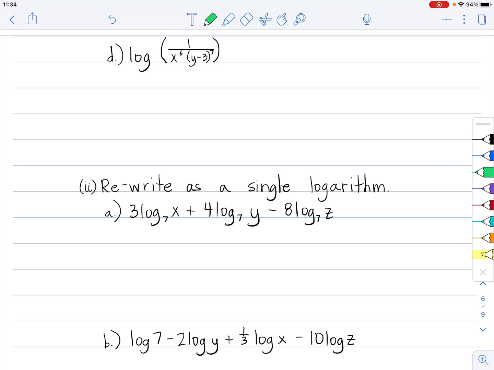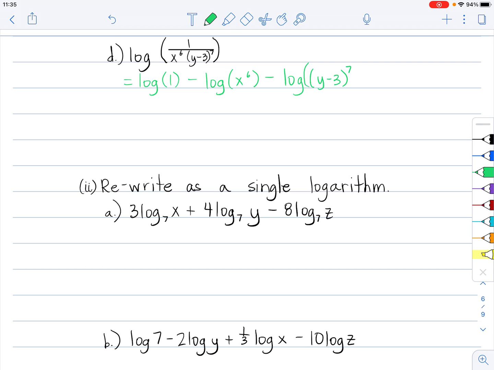Example D, log of 1 over x to the 6th times y minus 3 to the 7th. So this is equal to, I am expanding over addition and subtraction, pulling down my exponents. This is log of, the guy upstairs is 1, which is why log of 1 is a positive, minus log of x to the 6th minus log of y minus 3 to the 7th.